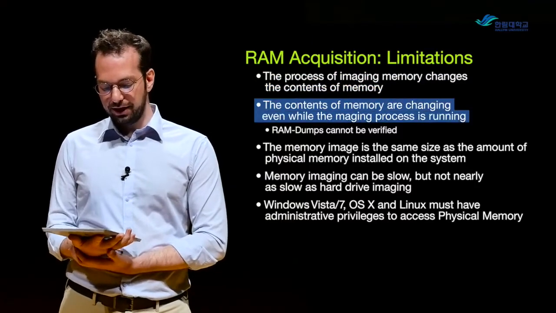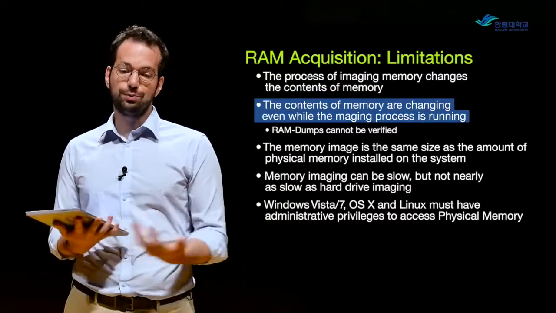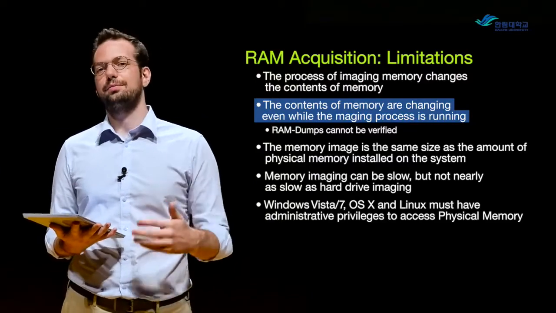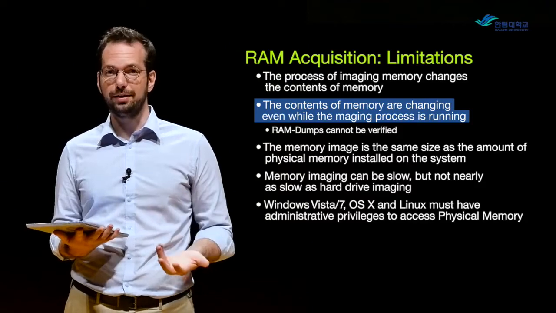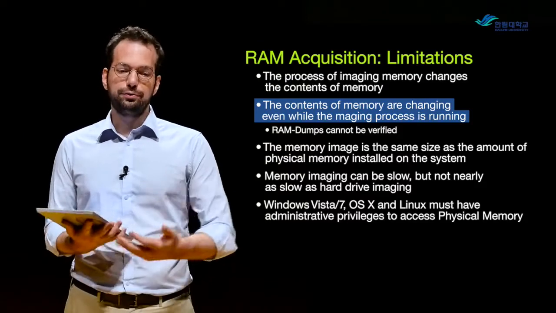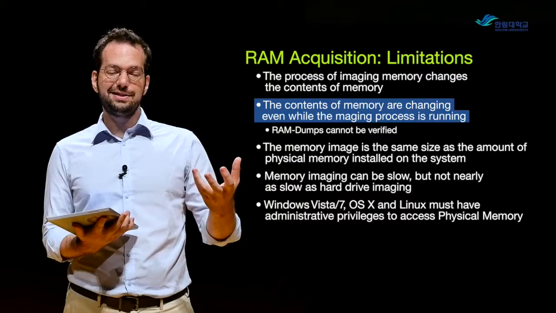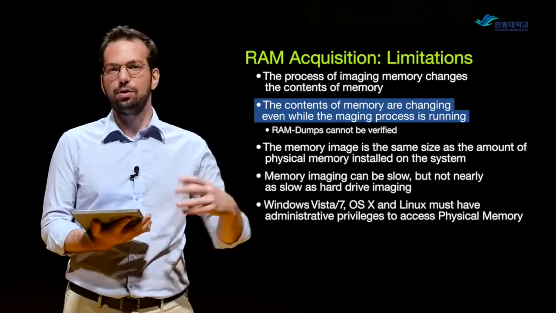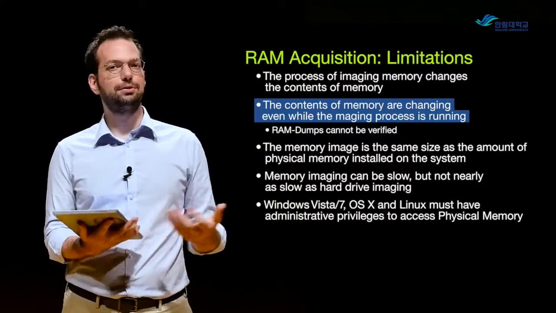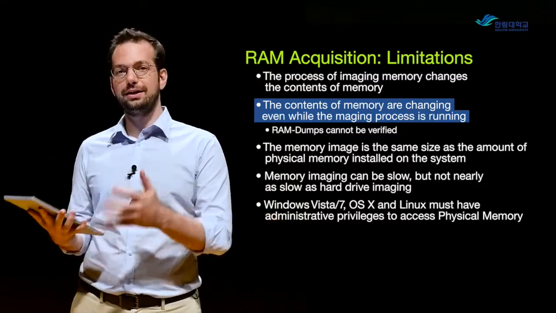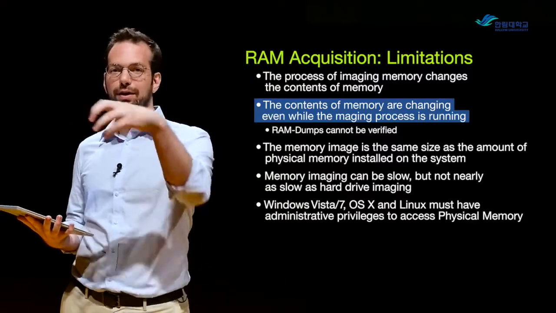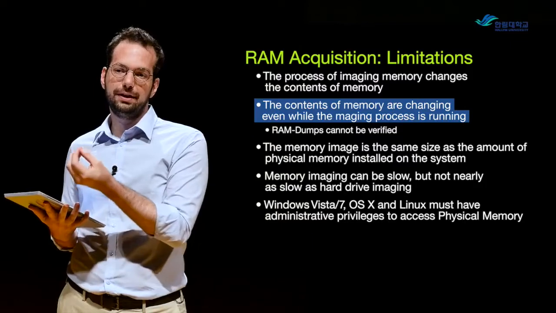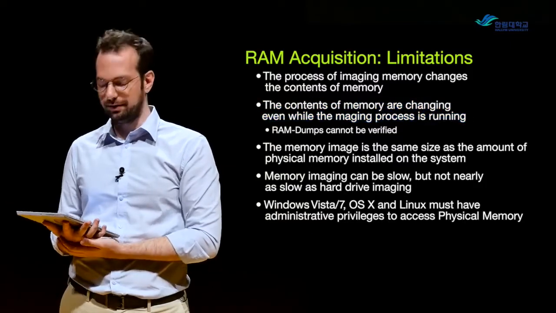The contents of memory are changing while the imaging process is running, because we're running a program and the computer's still on, so the operating system is also changing RAM all the time. This means that before, with a hard drive, we would start by taking a hash of the original disk. But with RAM, it's always changing, so that first hash is completely worthless to us. We can only take a hash of memory once we acquire an image file; then we can hash the image file that we collected.